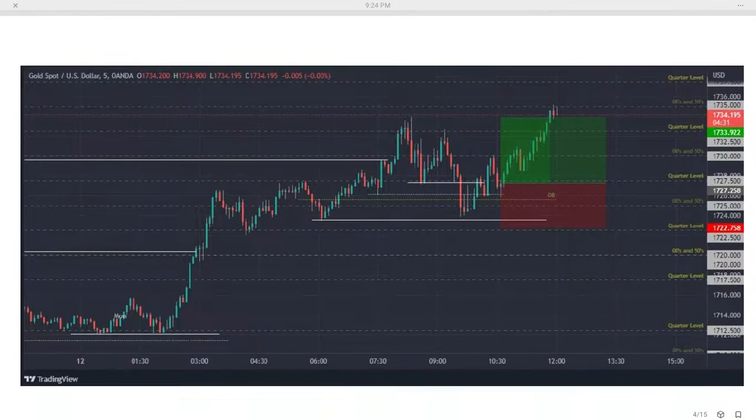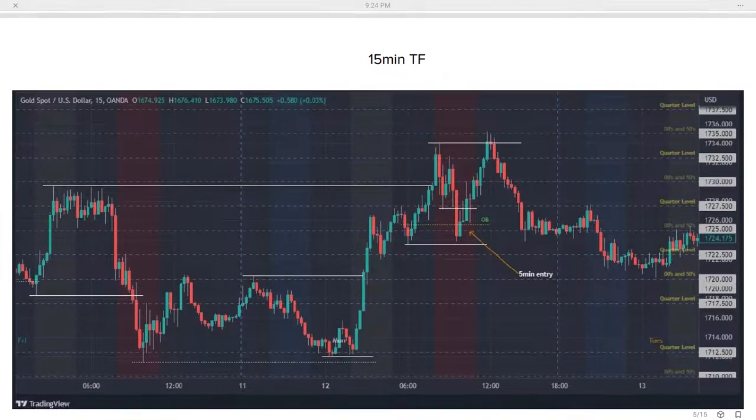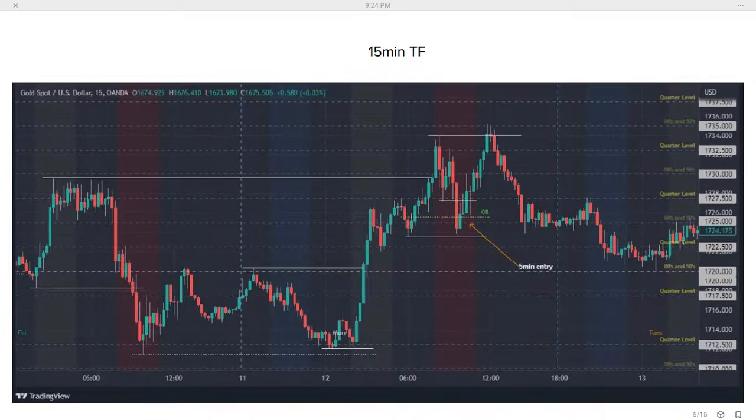And there we have it. Price did reach the high of the day. Now this is what price looked like on the 15-minute time frame. I only trade the London session and the New York session. The Asian session, I'm usually asleep by that time.